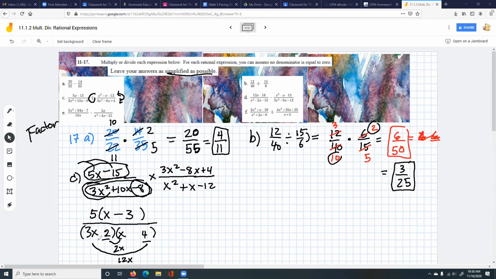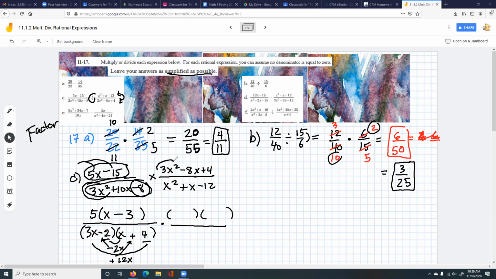So you see, I have a 12x here and a 2x. To make 10x, this is going to be positive 10x. This needs to be positive and this needs to be negative. So my negative is going to go here and my positive is going to go here. Okay, so far I have nothing I can cancel, but I suspect when I factor these two, I'll have more to cancel.